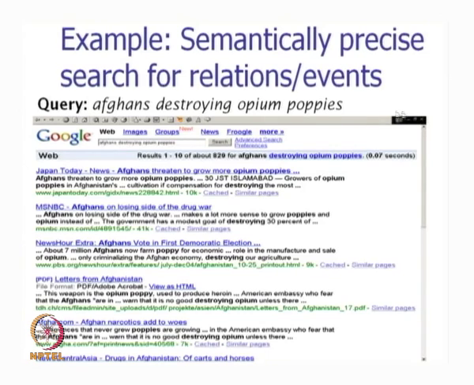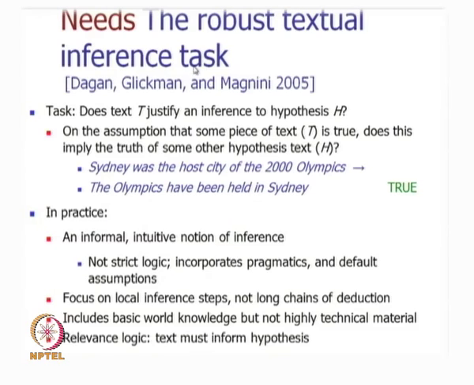So, semantically precise search for relations and events would have solved this problem, because Afghans are actually destroying opium poppies, whereas all the URLs, almost all the URLs talk about growing more poppies. Now, these few examples illustrate the need for the robust textual information inference task.